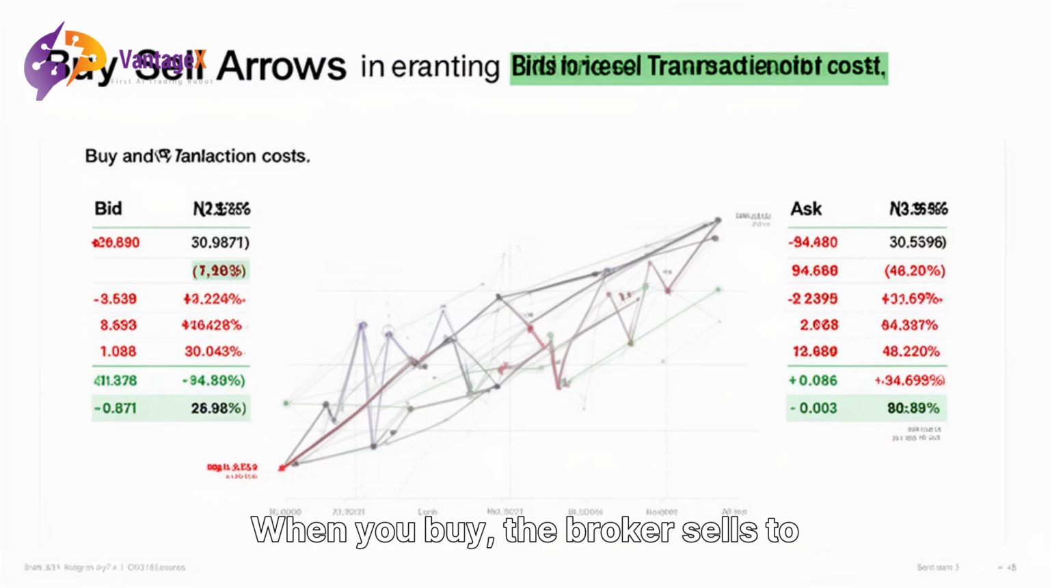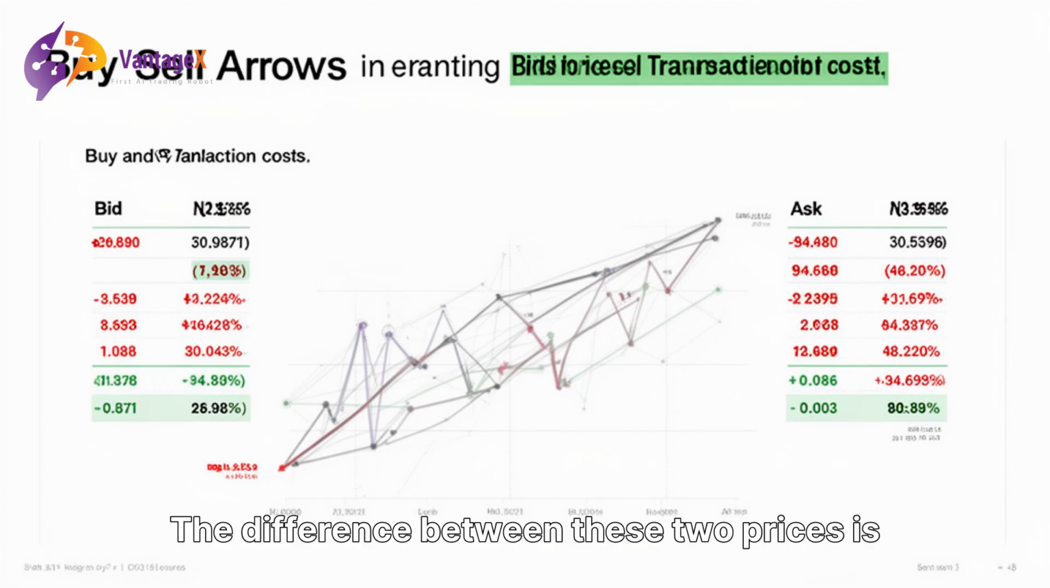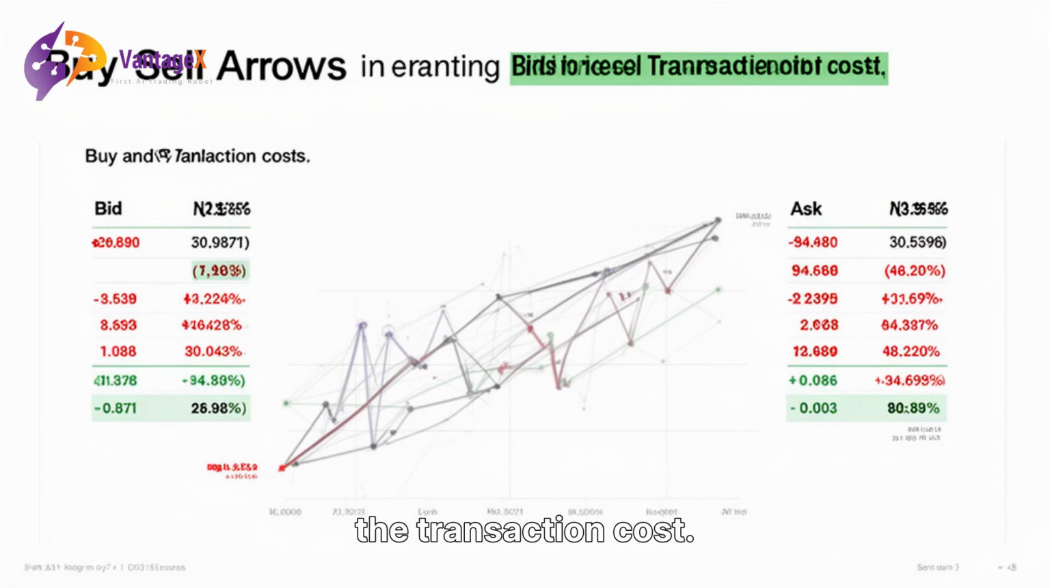When you buy, the broker sells to you at the ask price. When you sell, the broker buys from you at the bid price. The difference between these two prices is the transaction cost. This cost exists on every trade.